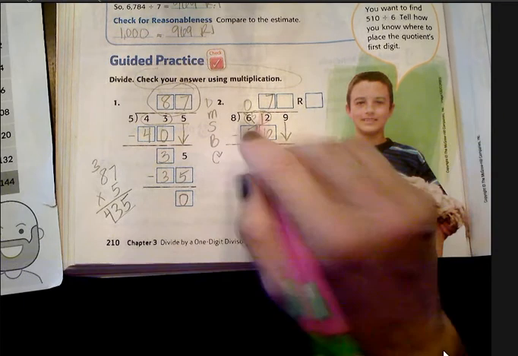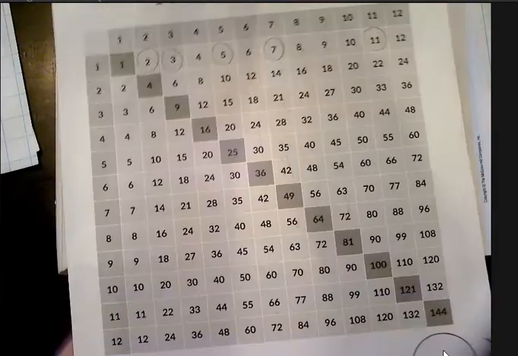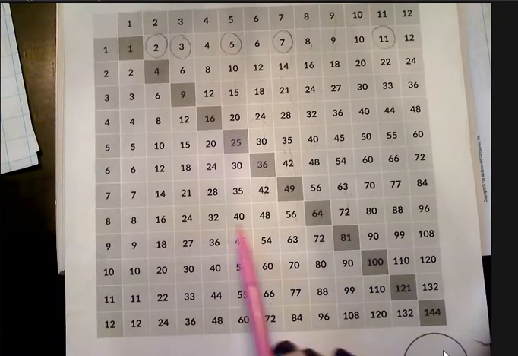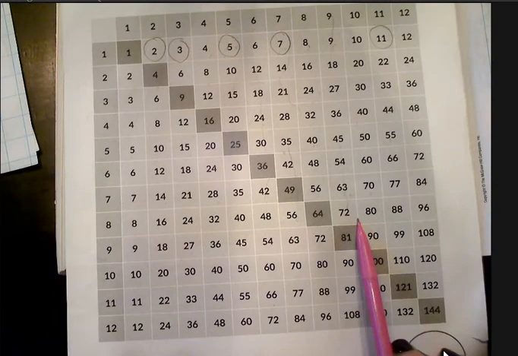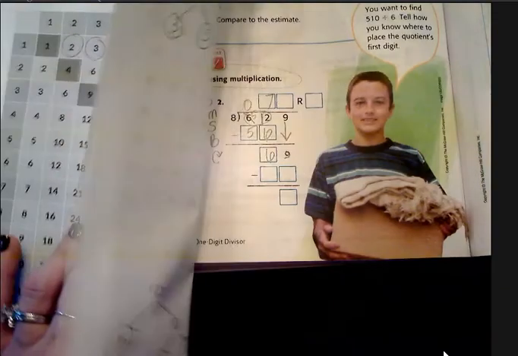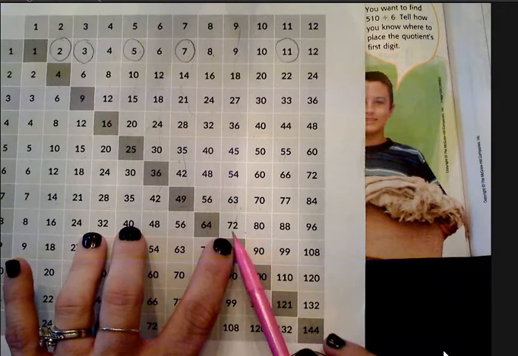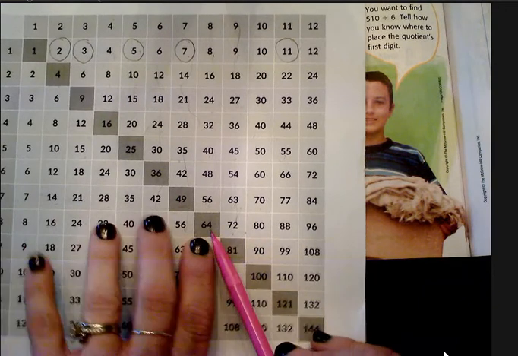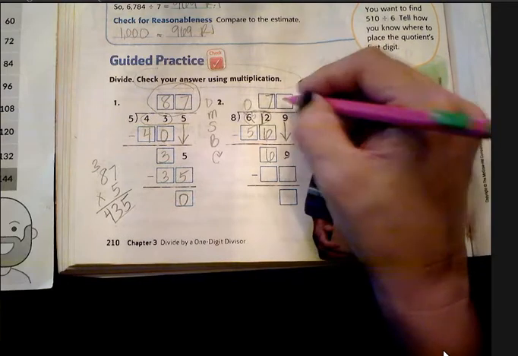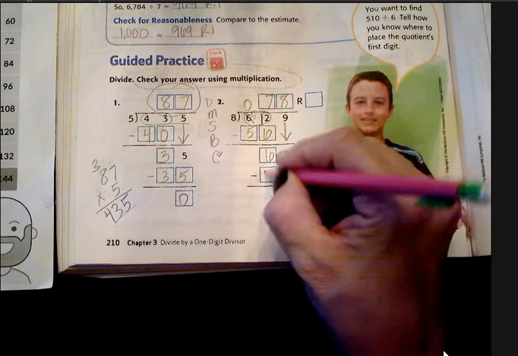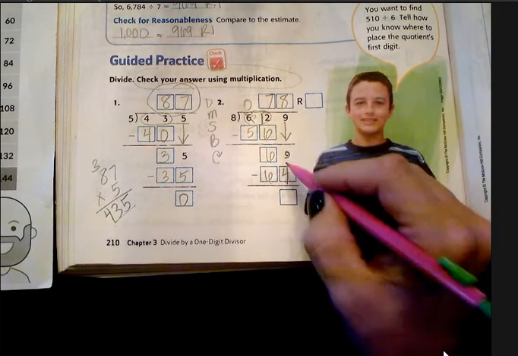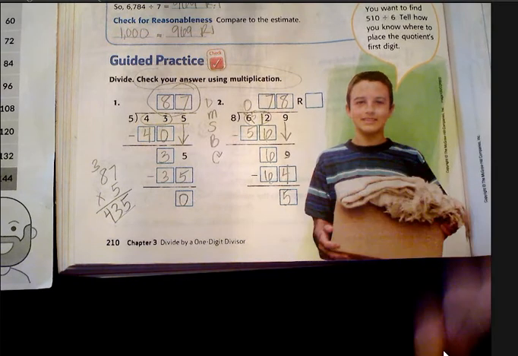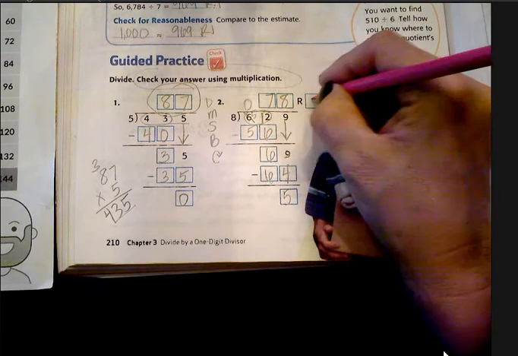We're going to skip count by 8s: 8, 16, 24, 32, 40, 48, 56, 64, 72. What's my number? It has to be less than 69 or equal to, so it's got to be 64. 8 is going to fit. 8 times 8 is 64. I subtract. 9 minus 4 is 5. There's nothing left to bring down, so that becomes my remainder.